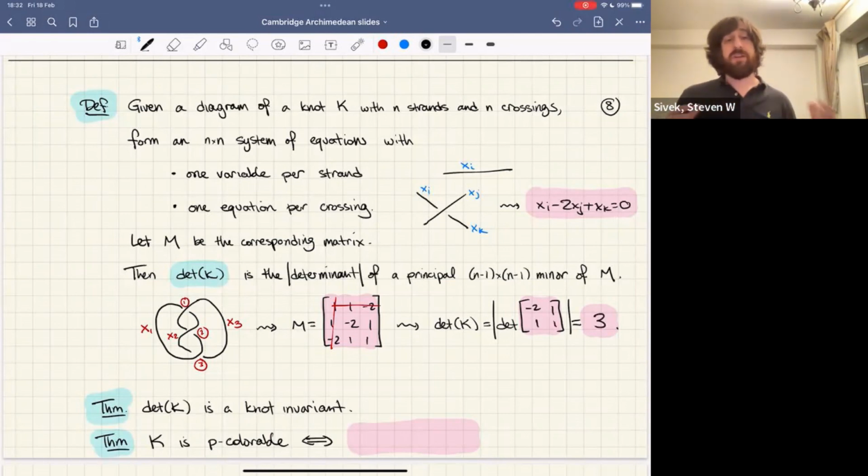And the theorem is you do this for any knot starting from a diagram, and actually the determinant of the knot doesn't depend on the diagram again. It's an invariant of the knot. You get some nice number out of it.